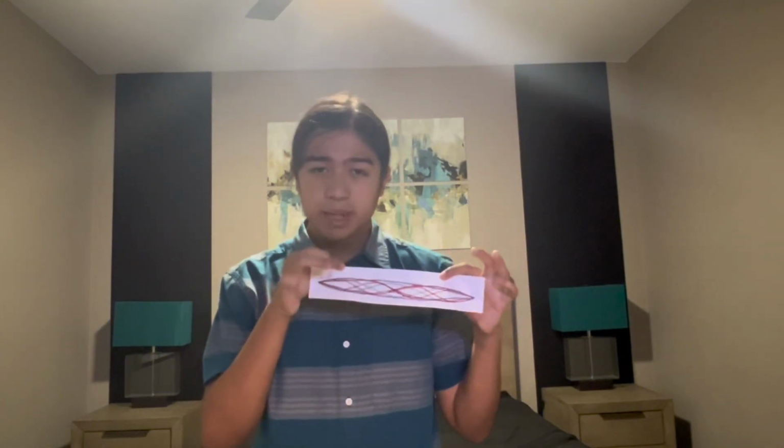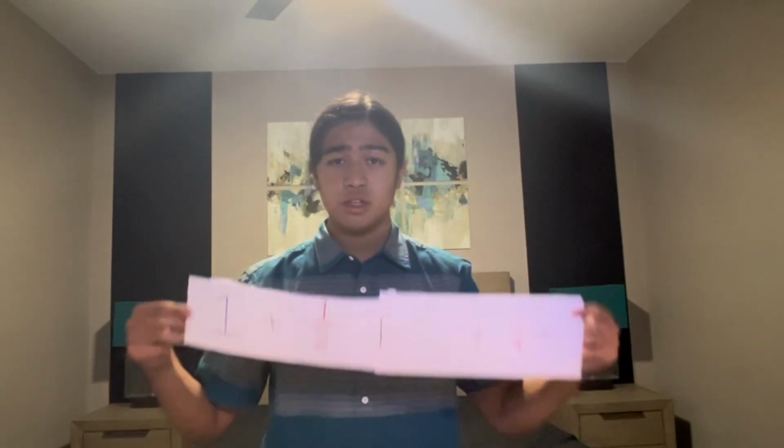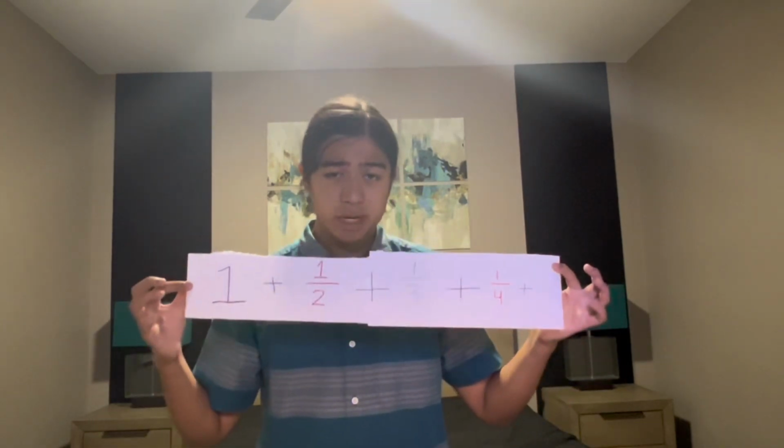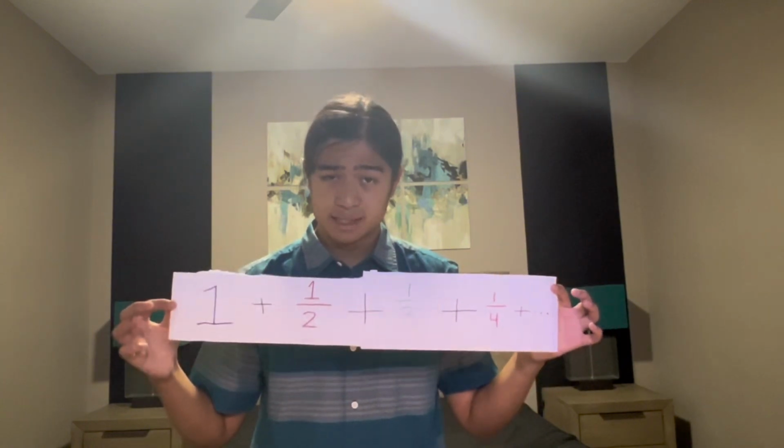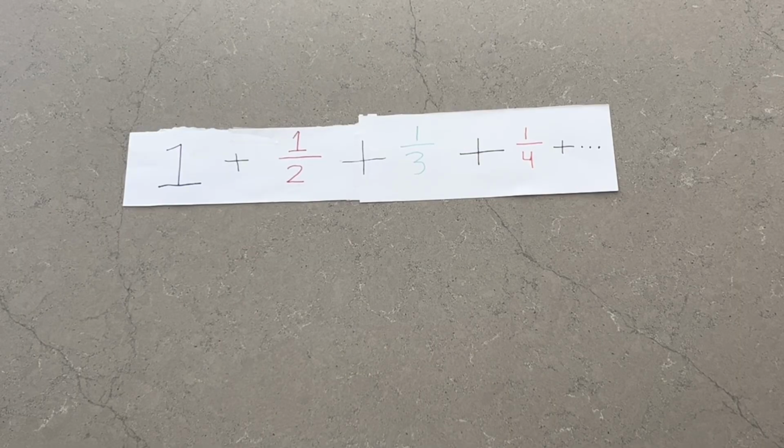Now, this looks really complex, but we can actually break it down using this. This is a harmonic series and is an infinite series of decreasing positive fractions. Now, just showing this to you won't do you any good, so today I'll break it down using this. Let's start from the beginning.